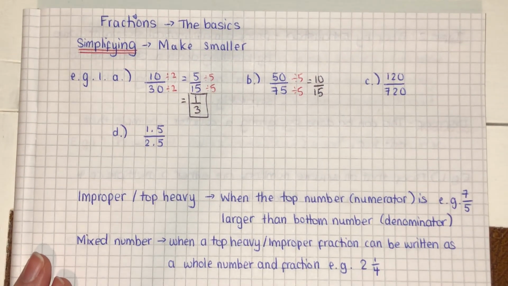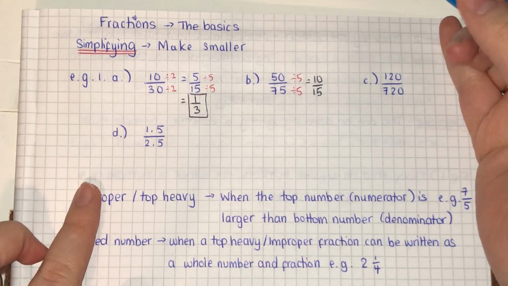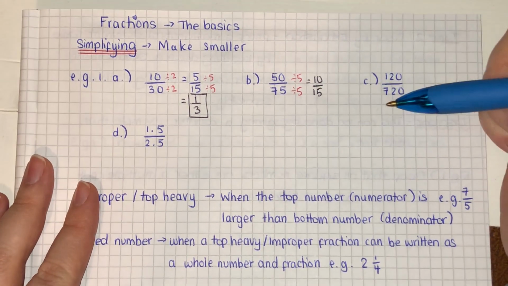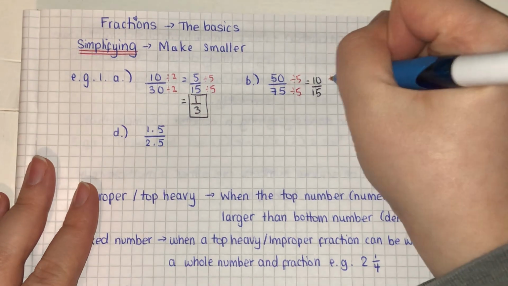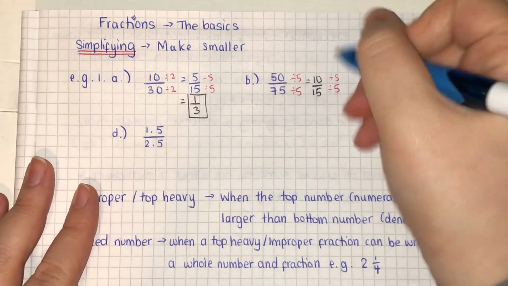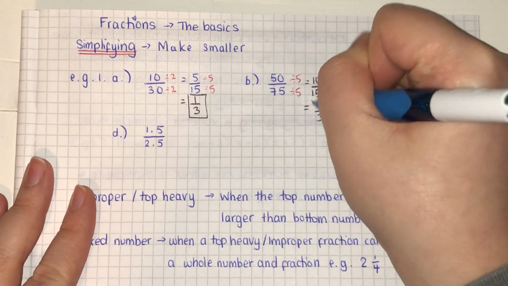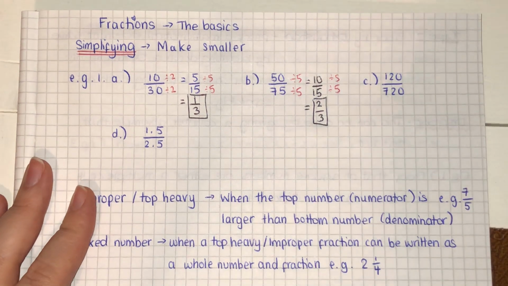Now, these are generally non-calculator, so try and get used to doing your times tables and things like that. Again, looking at the last numbers, they're still 0 and 5, so that means that 5 must still divide into both of them. So that will simplify to 2 divided by 3. Okay.